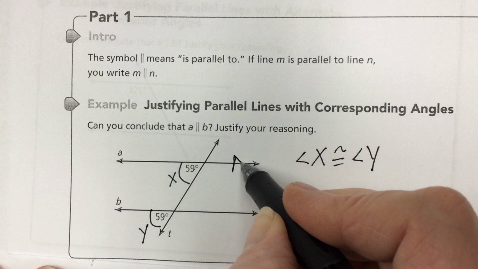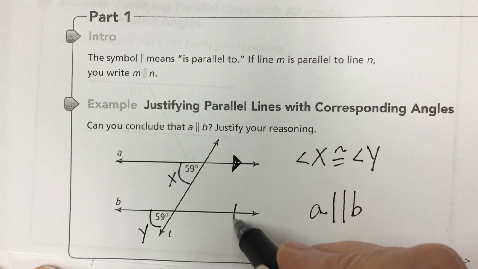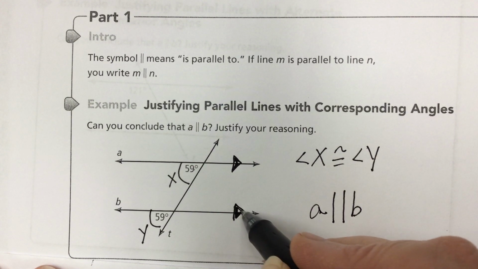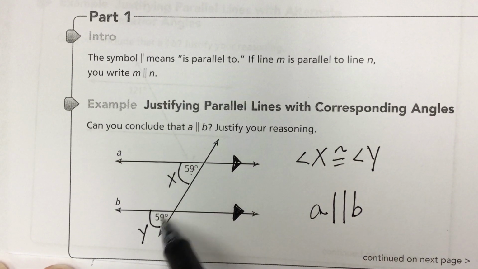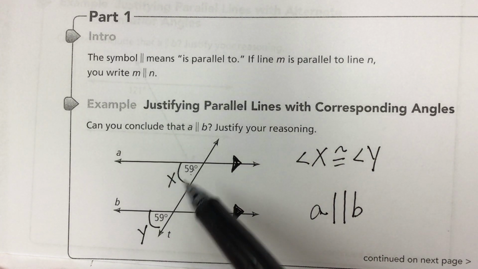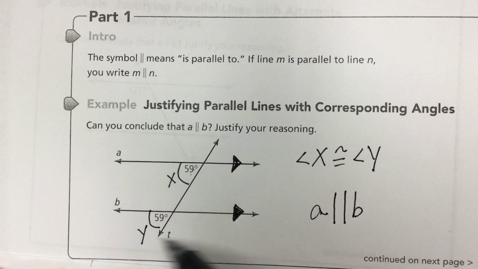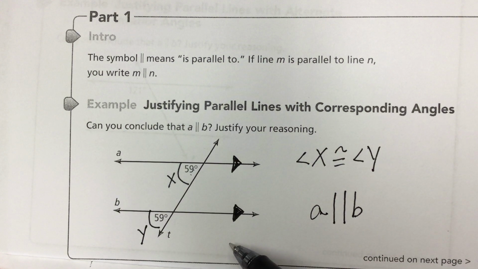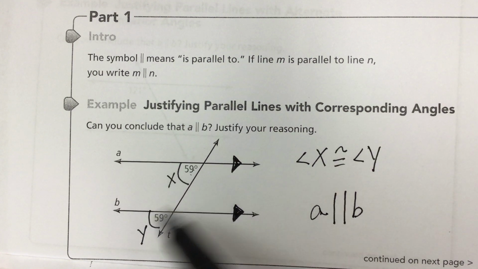So I need to go over here and put my little arrows to indicate that these two lines are parallel because the corresponding angles in this problem are congruent. So if corresponding angles are congruent, you know that lines are parallel. If alternate interior angles are congruent, you know that lines are parallel.